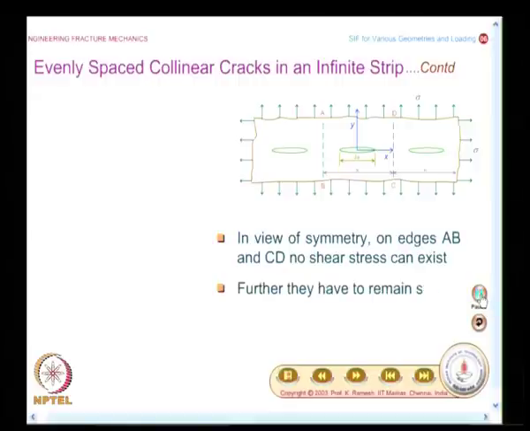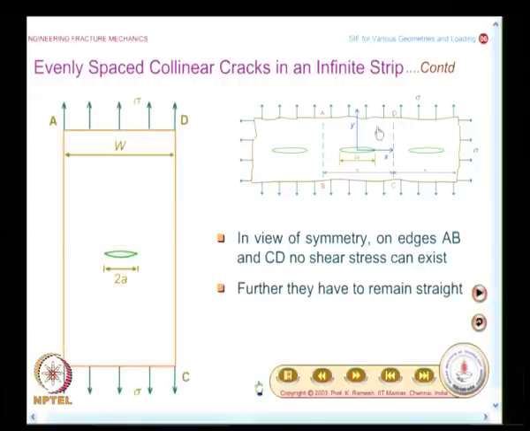Now, take up a line AB and CD, which are in between the cracks. What would happen to lines AB and CD? Because of symmetry, on edges AB and CD no shear stress can exist. For all these cases I would like you to make sketches, that is the reason why I am talking slowly. You should be able to draw the sketch and also assimilate the concept and discussion.